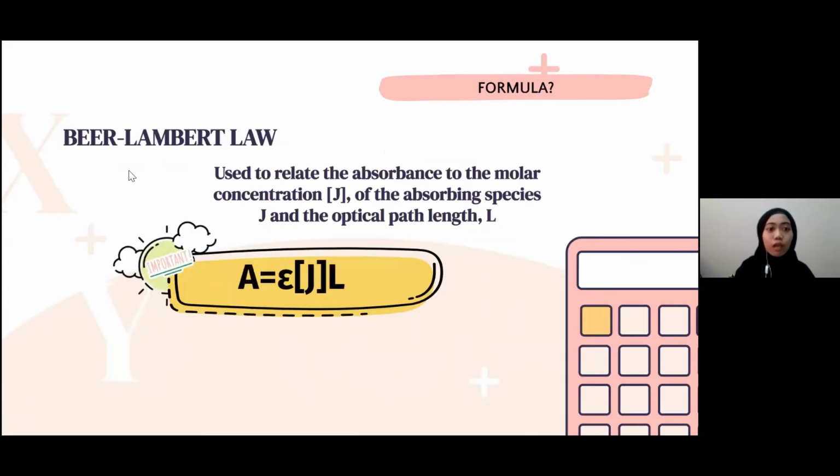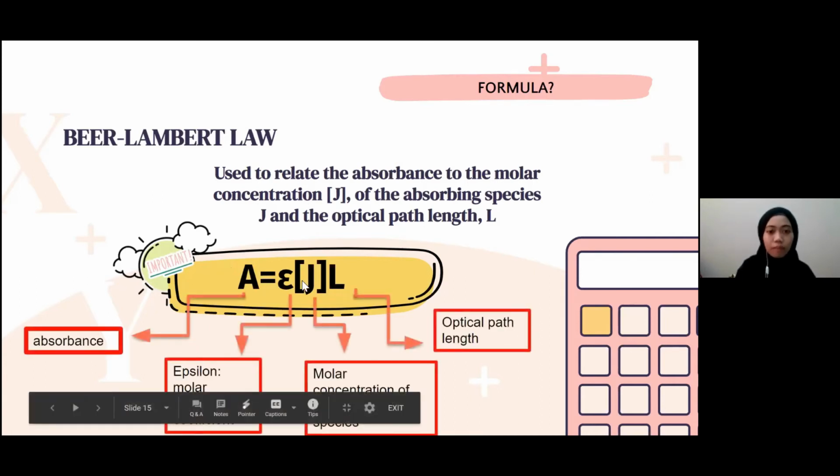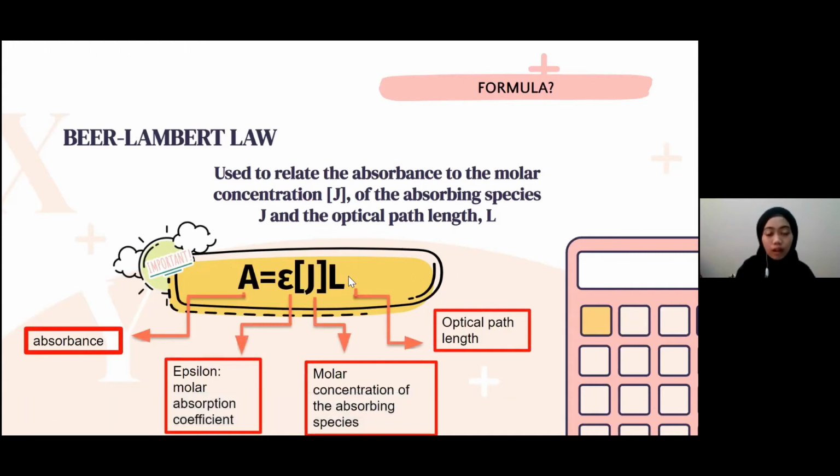So this is the formula of the Beer-Lambert law. Beer-Lambert law is a way to measure the concentration of a solution based on how the sample or analyte absorbs the light. It is used to relate the absorbance to the molar concentration J of the absorbing species J and the optical path length. So this is the formula of the Beer-Lambert law, which is A equal to epsilon multiplied by concentration and also optical path length.